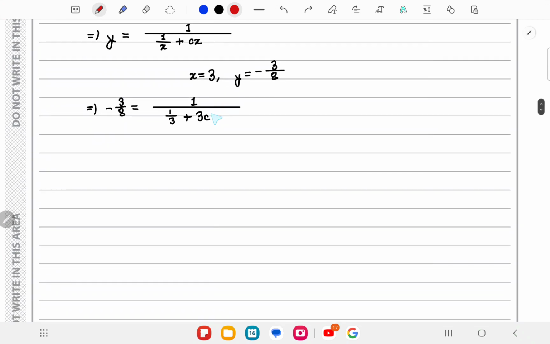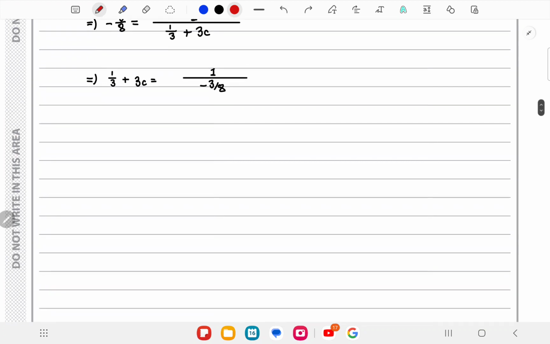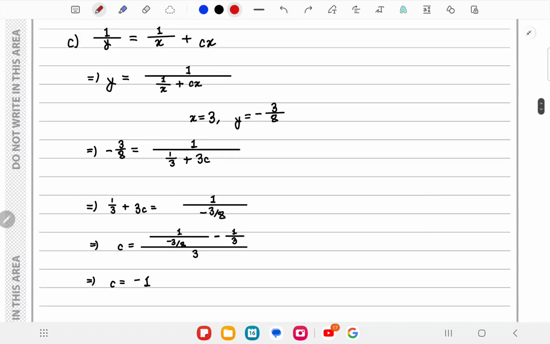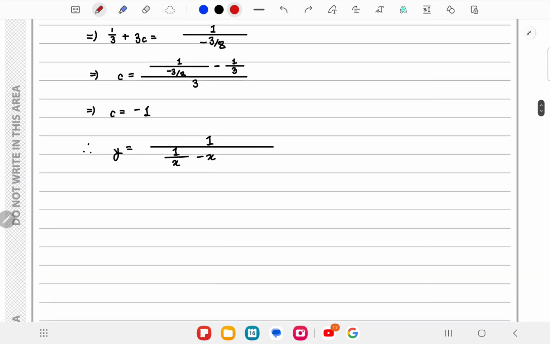So we just put in the values and get this. Now we need to make c the subject, so we can just bring this minus 3 by 8 down and take 1 by 3 plus 3c over here. So we'll get 1 by minus 3 by 8. Now we can take c to be the subject. This will be 1 by minus 3 by 8 minus 1 by 3, and divided whole by 3. And if you calculate it, it will be minus 1. So we'll just put in c equals minus 1 here, and we'll get the function we need. So y is 1 by x minus x. That's it for question 3.